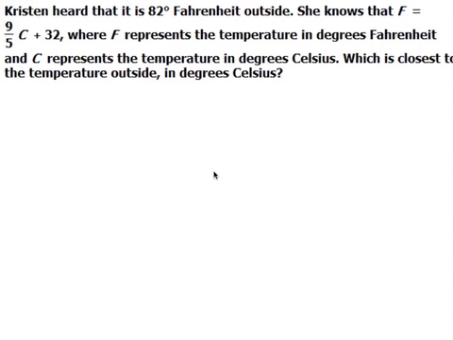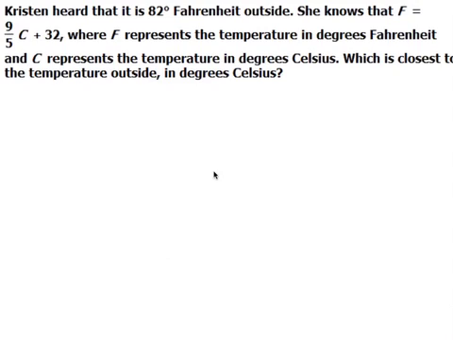82 degrees Fahrenheit outside. I wish it was 82 out now. It's too cold. Anyway, she knows that F is equal to 9/5 C plus 32, where F represents the temperature in degrees Fahrenheit and C represents the temperature in degrees Celsius. Which is closest to the temperature outside in degrees Celsius?